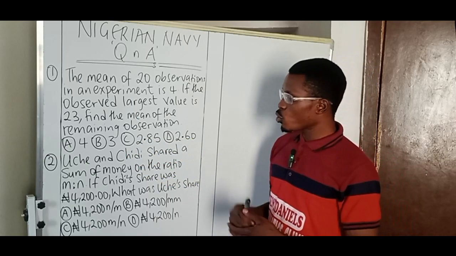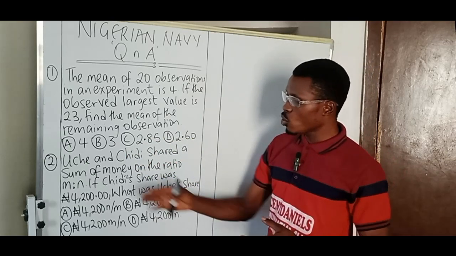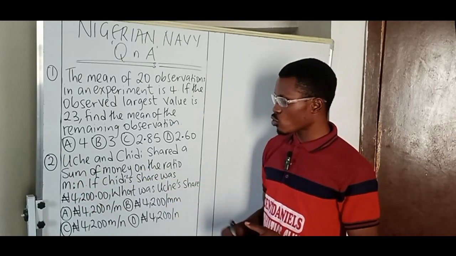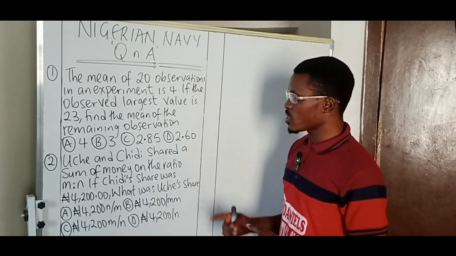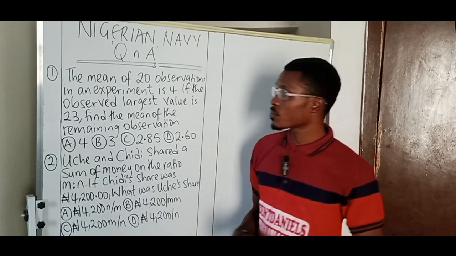Number 2, Uche and Chidi shared a sum of money in the ratio M/N. If Chidi's share was 4,200 naira, what was Uche's share? You have options given. Now we go to the solution.